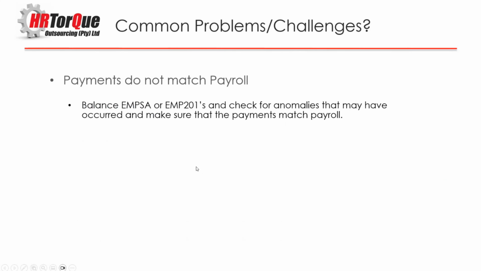Okay, one of the problems that come up frequently in our preparation is that our payments don't match to payroll. The EMPSA or your EMP501s may have anomalies. Maybe you typed a number incorrectly, maybe finance got a figure wrong, maybe somebody used an incorrect report. Whatever the situation may be, you need to make sure that your 201s and your EMPSA match up, and that's the same as what you have in payroll.